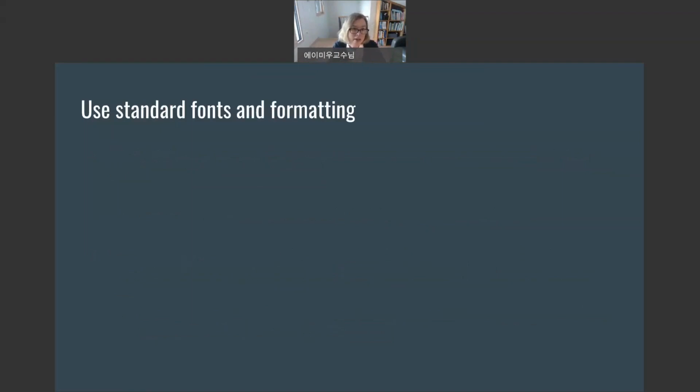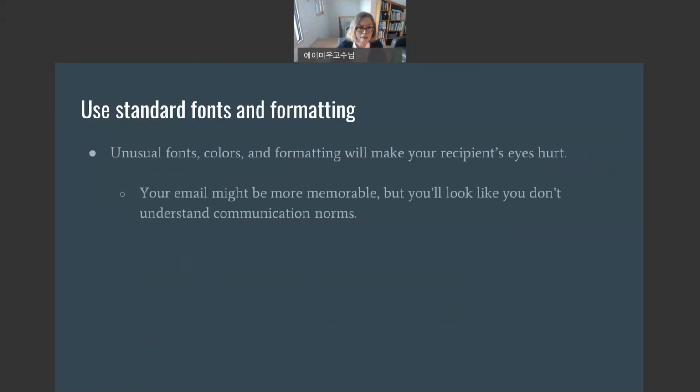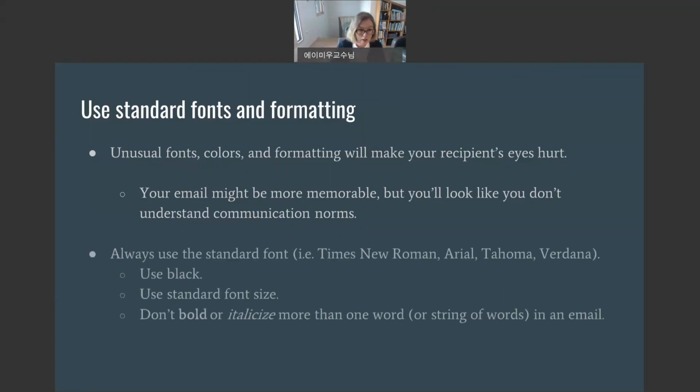Okay, use standard fonts and formatting. Unusual fonts, colors, and formatting will make your recipient's eyes hurt. Your email might be more memorable, but you'll look like you don't understand communication norms. You might want to try to be creative, but in a business email, it's not a good idea, okay?